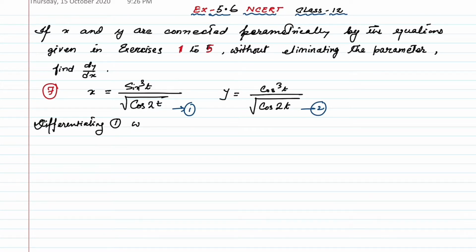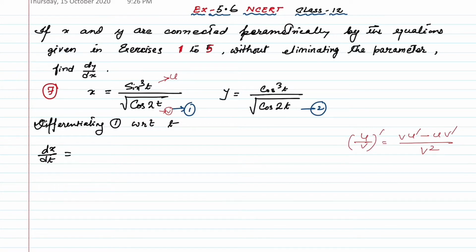Differentiating 1 with respect to t. If you differentiate it, then dx by dt is going to be equal to, here we are going to use the quotient rule. Consider the numerator as u and the denominator as v. We know the derivative of u by v is given by v, that is the denominator, times the derivative of the numerator, minus numerator u times the derivative of the denominator v dash, by denominator square v square. So we're going to apply this rule.